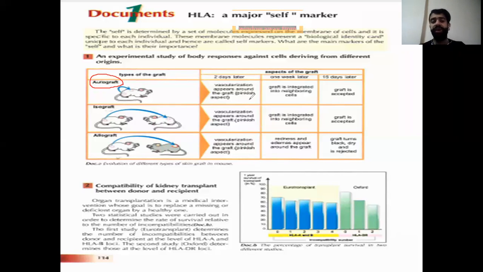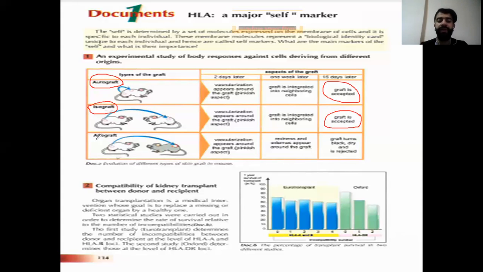One week later, the graft is integrated into the neighboring cells, and 15 days later, the graft is accepted. Why? Autograft occurs within the same body. So within the same body, the cells have the same HLA. While isograft, the graft that's done between two identical twins, the graft is accepted also. So 2 days, vascularization appears around the graft, it's integrated, and finally the graft, after 15 days, is accepted.